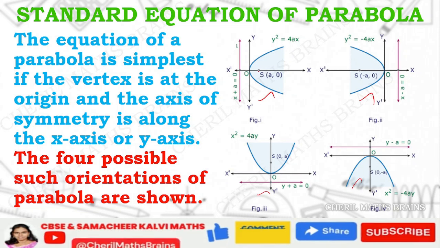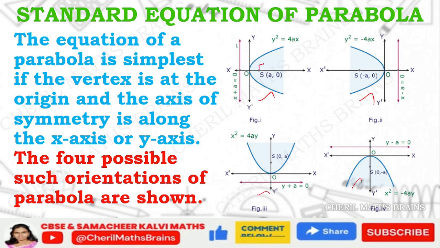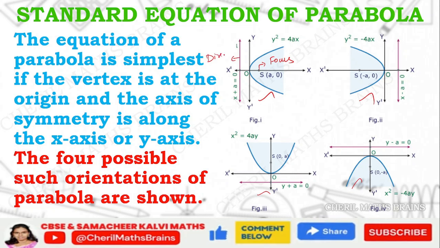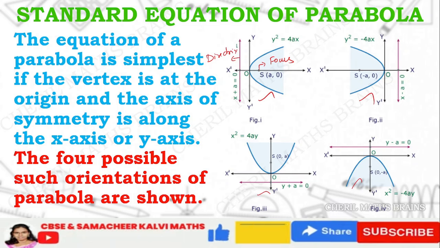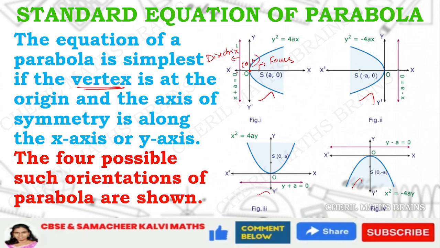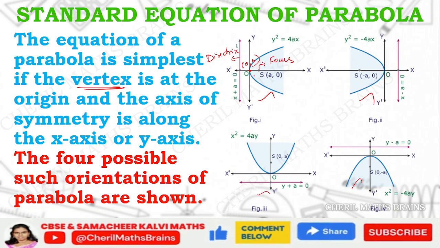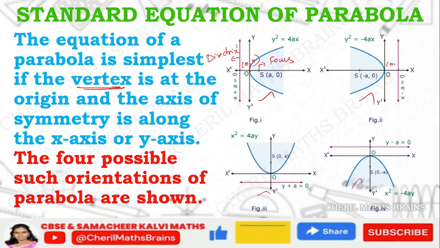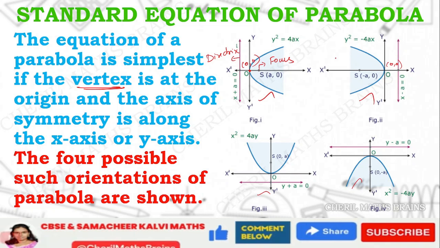Here you can see that this S is going to be the focus, and this is the directrix. This vertex is at the origin, 0 comma 0. The vertex is the point where the parabola meets the x-axis, so that is exactly meeting at what? 0 comma 0. Only in this condition you can have these names.